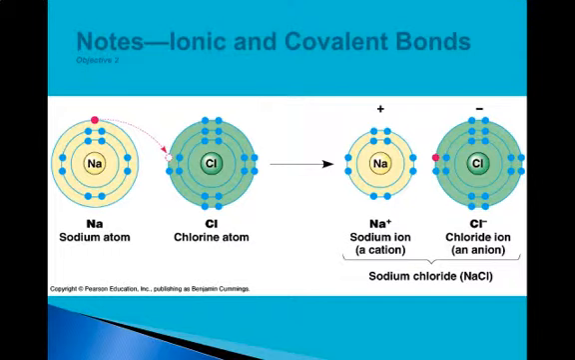That negatively charged chloride ion is now attracted to the positively charged sodium ion. Opposites attract. They're like a magnet. They're going to bond and create that ionic bond between them and form sodium chloride, which is salt, NaCl.